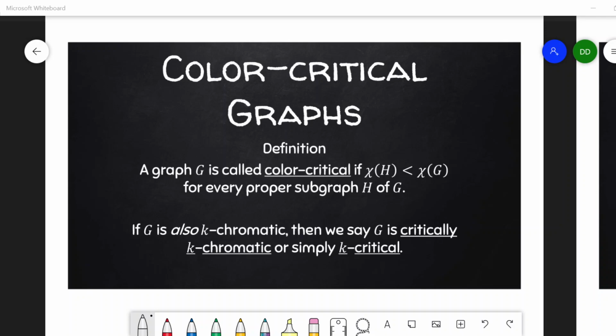Hi everybody, welcome back. In this video, we'll introduce color critical graphs. I'll show you some examples of color critical graphs, or K-critical graphs. I'll give you some motivation for why someone would want to study such objects. And lastly, I will prove a theorem, Theorem 14.13 from our text, which gives us information about the edge connectivity of a K-critical graph.